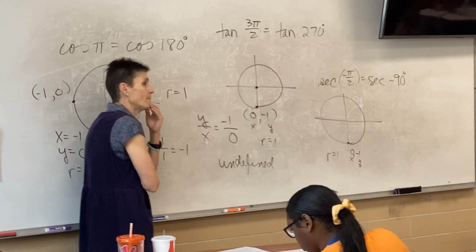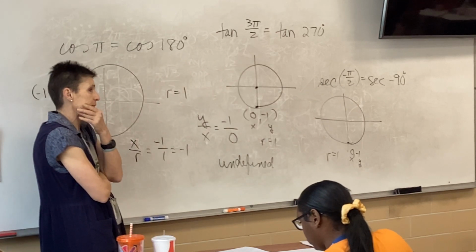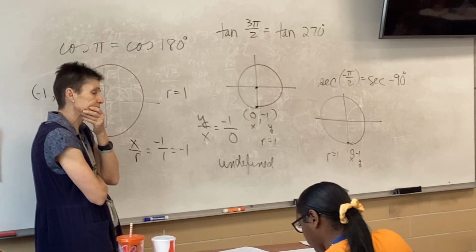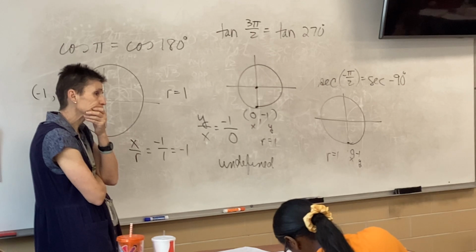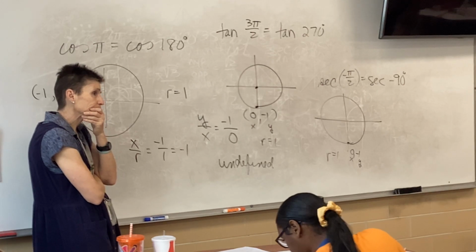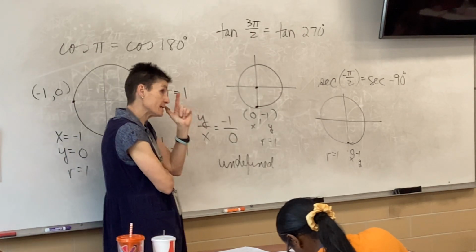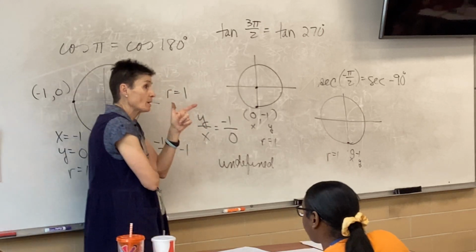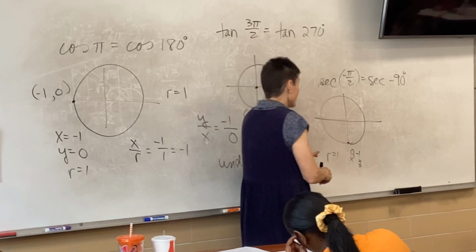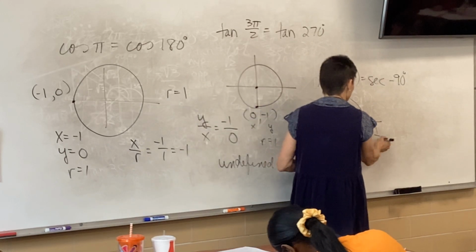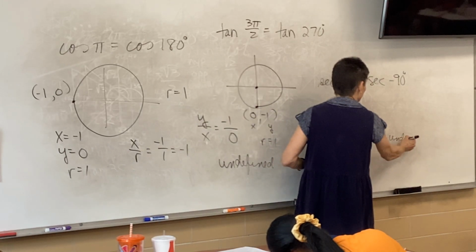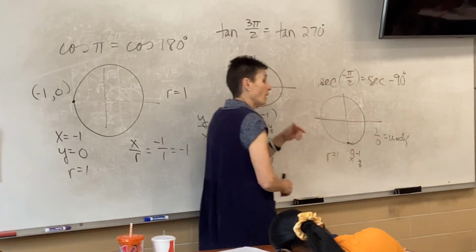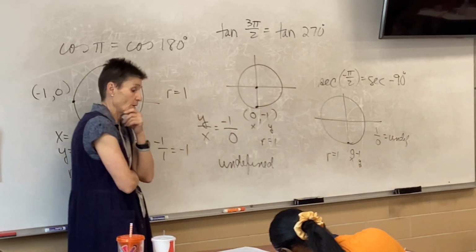Tell me what my secant is. Well, cosine is X over R. So secant will be R over X. So here we go again. Did you get another undefined? Because it's 1 over 0.